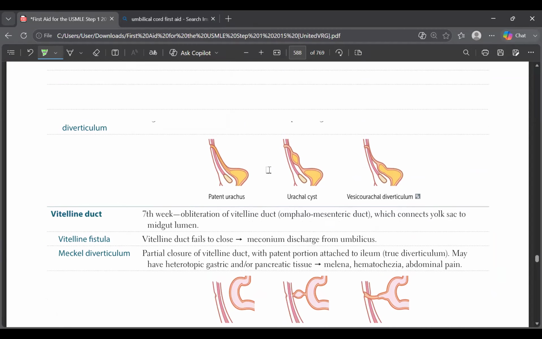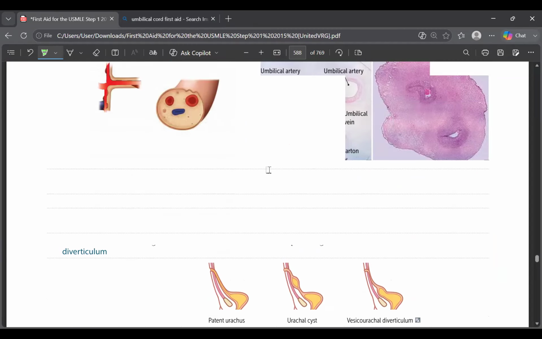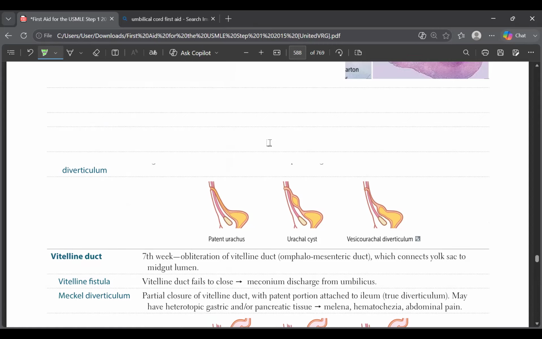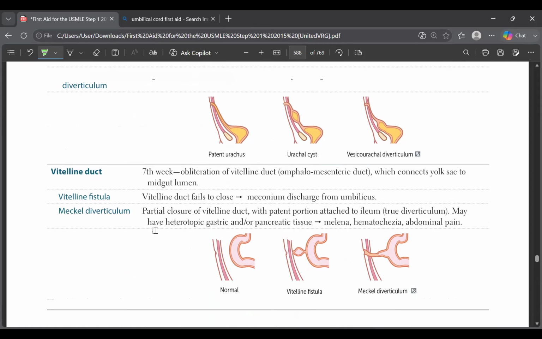Next are the diverticulum. I think there's something missing there. Next is the vitelline duct. In the seventh week, there's obliteration of the vitelline duct, which is also known as the omphalomesenteric duct, which connects the yolk sac to the midgut lumen.